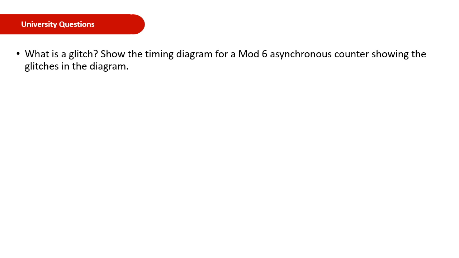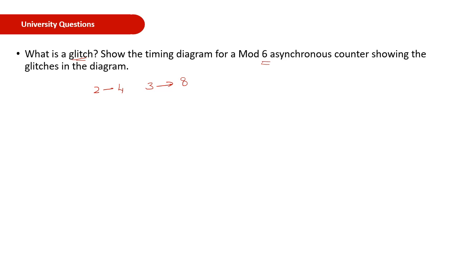The next one is: what is a glitch? Show the timing diagram for a mod 6 asynchronous counter showing the glitches in the diagram. So here the glitch is a problem that arises when you are designing a counter with a number of states which is not a power of 2. If you are using 2 flip-flops, you will get 4 states. If you are using 3 flip-flops, you will get 8 states.